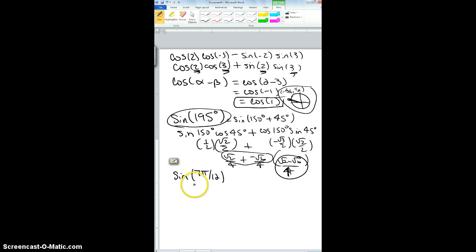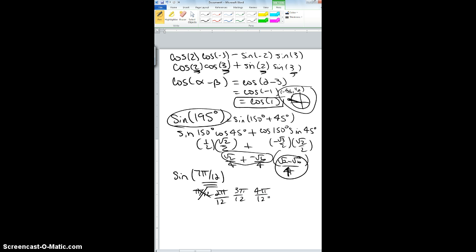All right, and then this last one, sine of pi over 12. I could use subtraction here, or I could use addition. I just have to think about how I want to set that up. If you think about what would add up to pi over 12, pi over 12 itself is not on the unit circle. 2 pi over 12 would be helpful, and that's on the unit circle. 3 pi over 12 would be helpful, and that's on the unit circle. And 4 pi over 12 would be helpful. That's on the unit circle.